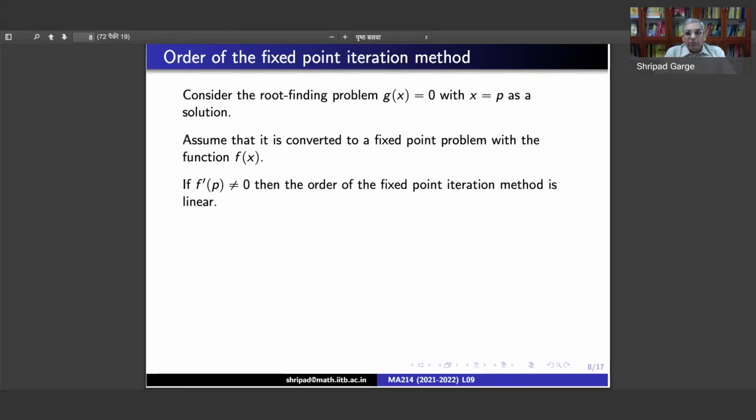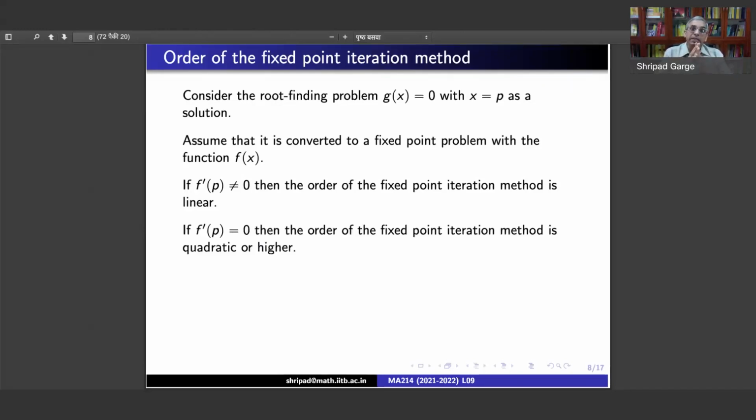So if we take one of them, which is f(x), which has the property that for that fixed point iteration function f, the derivative at p is non-zero, then the corresponding fixed point iteration method gives you only linear convergence. Whereas we also had this result in the last lecture that whenever the derivative of this fixed point iteration function is 0 at p, then we get at least a quadratic order of convergence. So we should try to look for such a fixed point iteration function whose derivative is 0 at p.